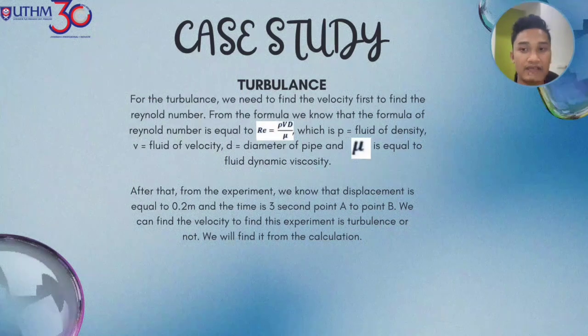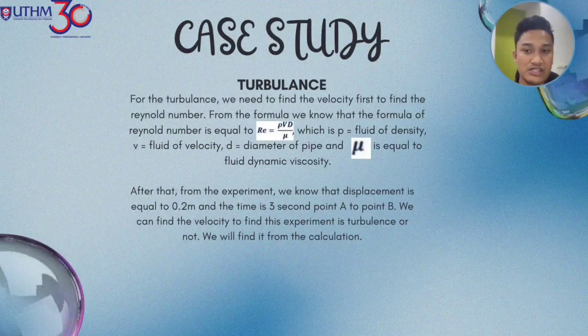After that, from the experiment, we know that the displacement is equal to 0.2 meter at the time of 3 seconds from point A to point B. We can find the velocity to find out whether this experiment is turbulence or not. We will find it from the calculation, which Aiman will explain in detail.